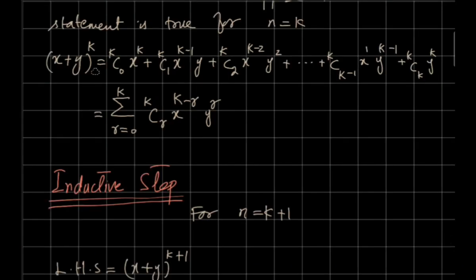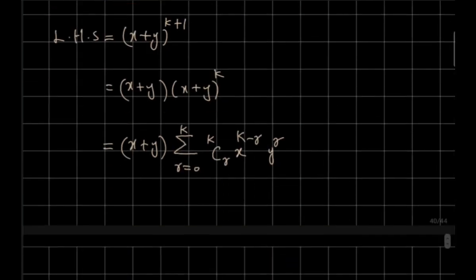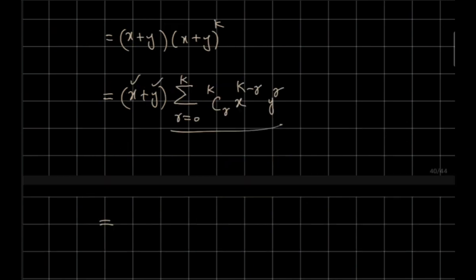So we will put this value of x plus y to the k here. So we have put it down here. Now we have two values, x and y. Now first multiply this value with x, then multiply this value with y. When we multiply this value with x, the power of this term will be increased by 1 because we are going to multiply by x.